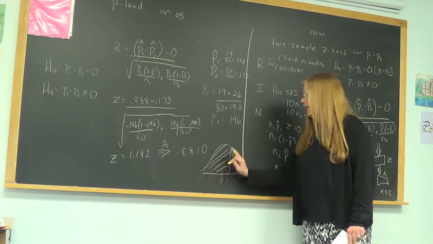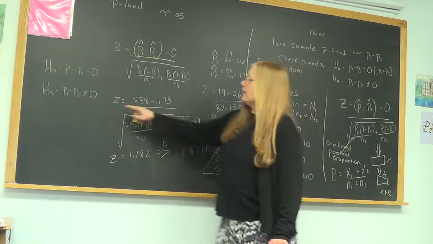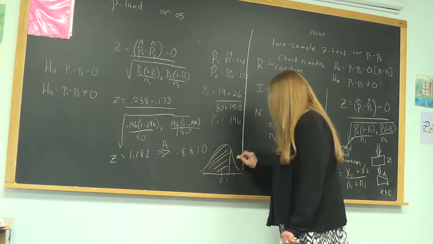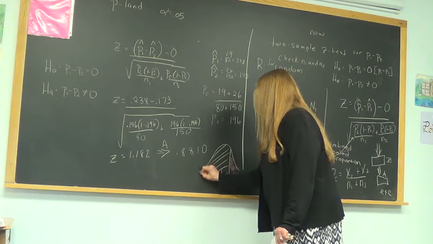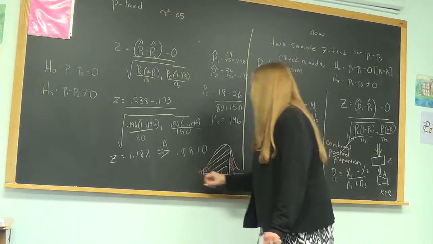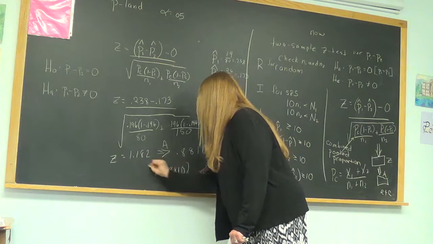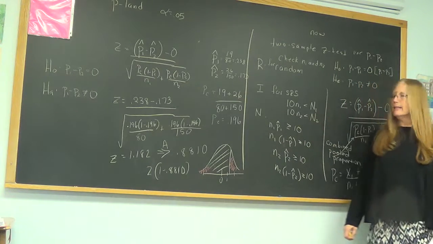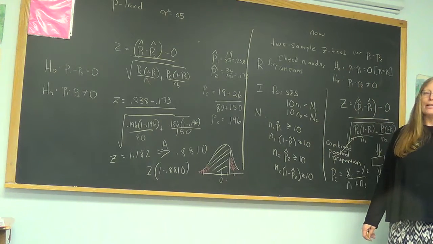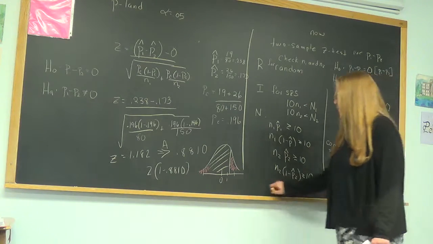Kevin, what will I do with that number if that's giving me this and I want two tails? You have to subtract from 1 and then multiply by 2. So subtract this number from 1, because the table only gives us less than. I always draw it so I don't get confused. I don't memorize that, I just conceptualize it.